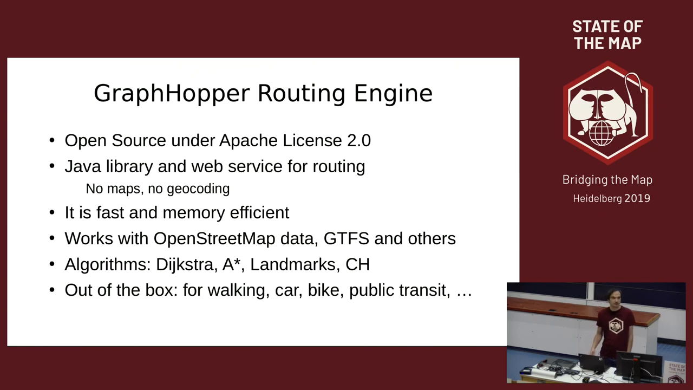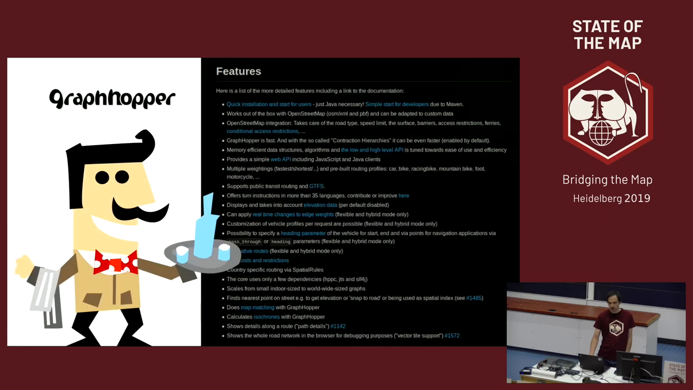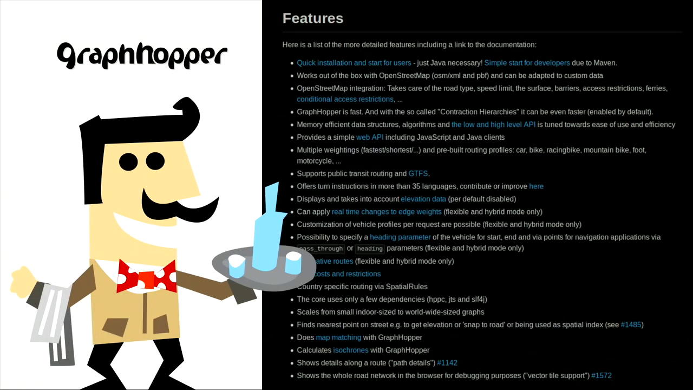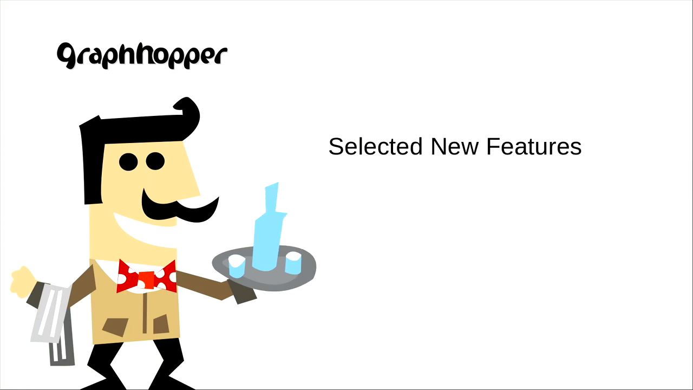And we have implemented many routing algorithms like Dijkstra, A*, landmarks, contraction hierarchy, and it works out of the box with a few travel modes like car, bike, walking, public transit, and motorcycle, and so on. There are many features, and so what I listed is not all. There are many more features that you can view on github.com/GraphHopper/GraphHopper, and I have selected just two new features that are specifically useful for data analysis for this talk.